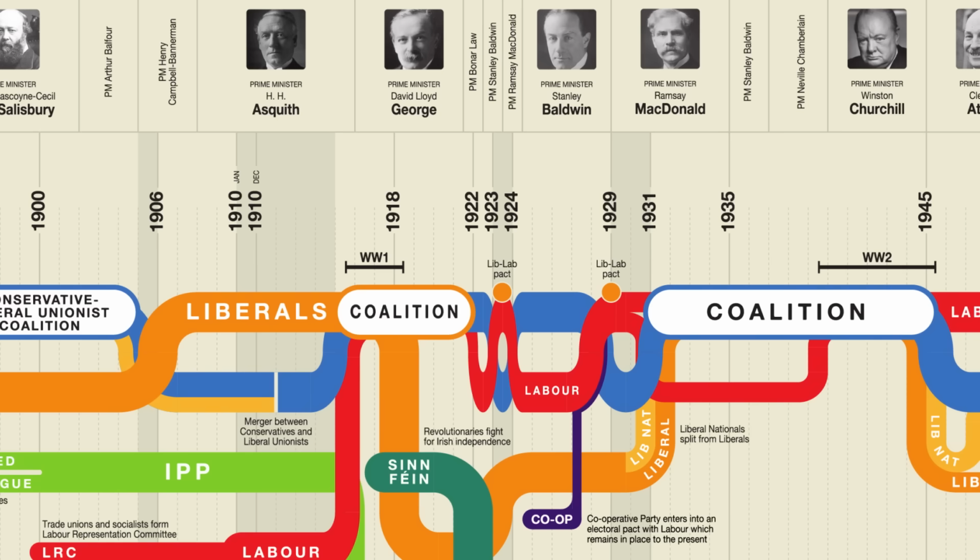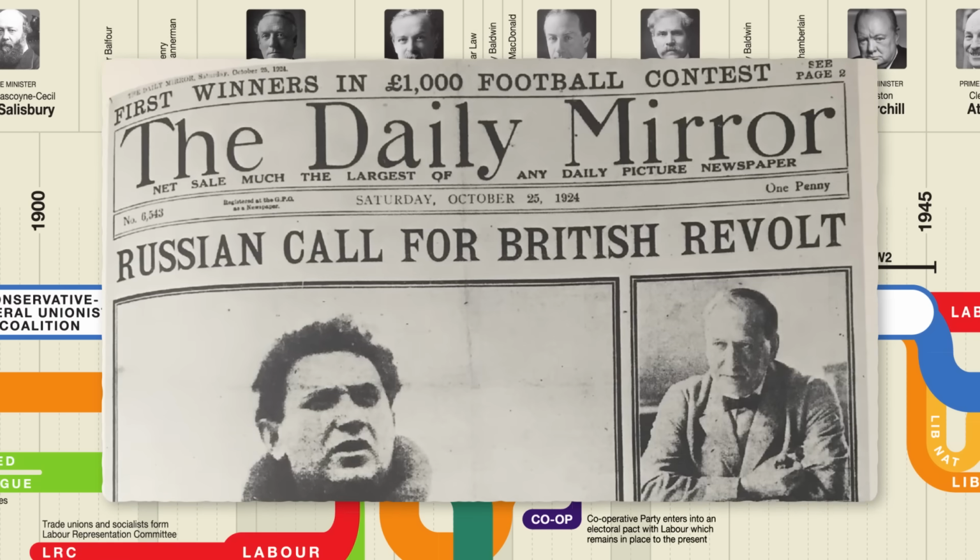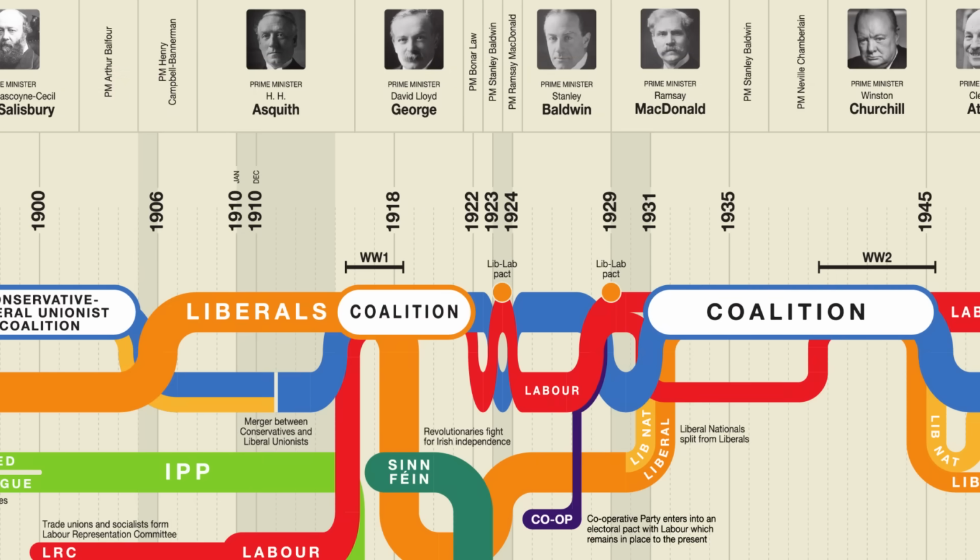4 days before that election, a letter surfaced, claiming to be from Grigory Zinoviev, the head of Communist International, calling for a Bolshevik-style revolution in the UK. This caused many people to shy away from voting for Labour, thus allowing the Conservatives to win in a landslide, regaining back their majority. Nowadays, the letter is thought to have been a forgery, but what was done was done.